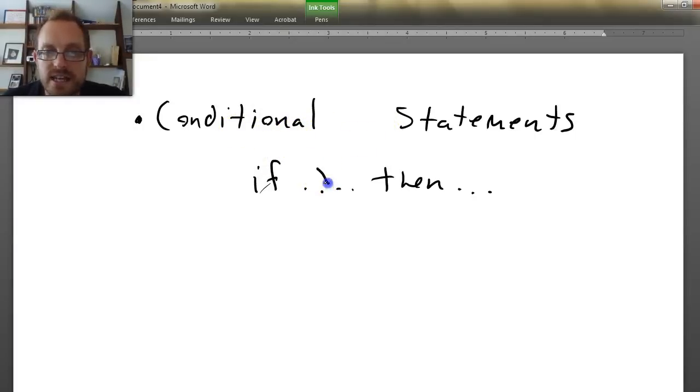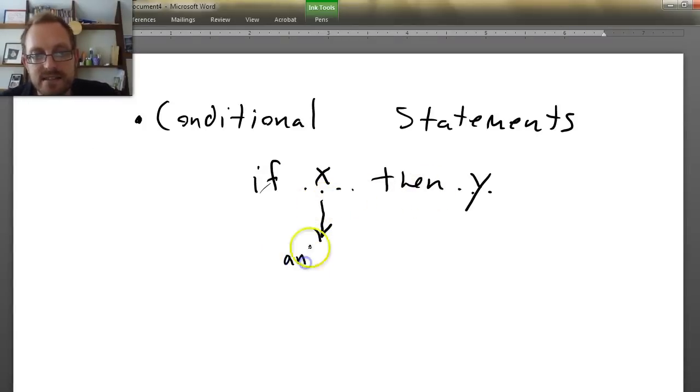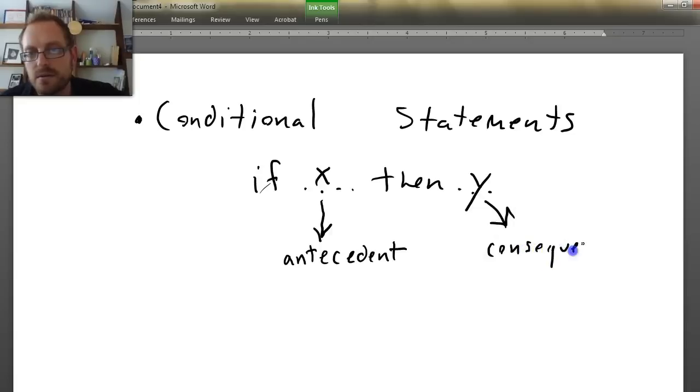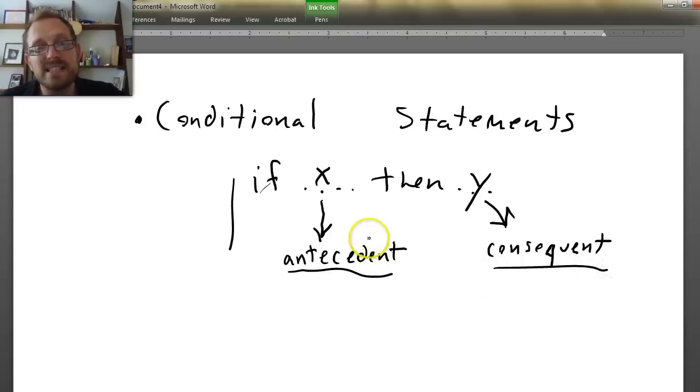Let's just, to make it clear, say: if X, then Y. Okay? If X, then Y. Now, the X here is what we call the antecedent, and the Y here is what we call the consequent. This is going to become really important in Chapter 4, throughout the entire course. So you're going to have to eventually learn the difference between antecedents and consequents.